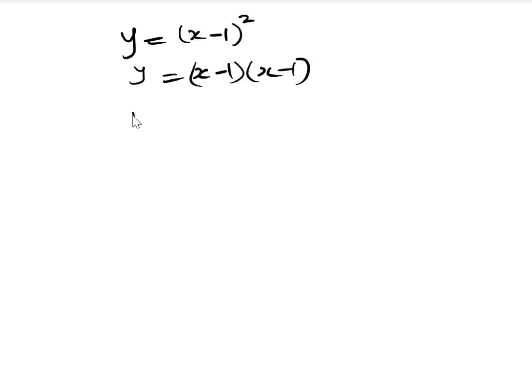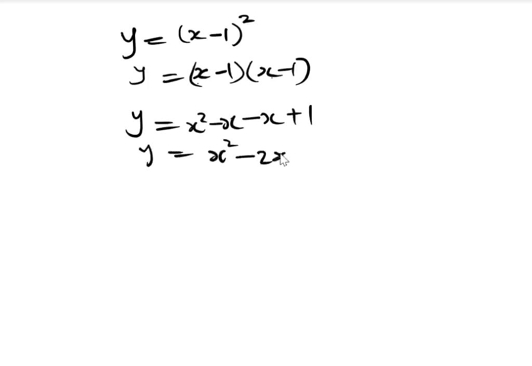Okay, let's open the bracket. y is equal to x multiplied by x will give me x squared. x by this will give you minus x. Minus 1 by x will give you minus x. Minus 1 multiplied by this will give me plus 1. So y is equal to x squared minus 2x plus 1.